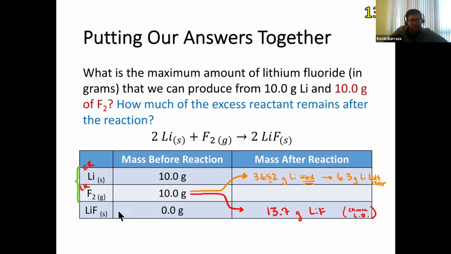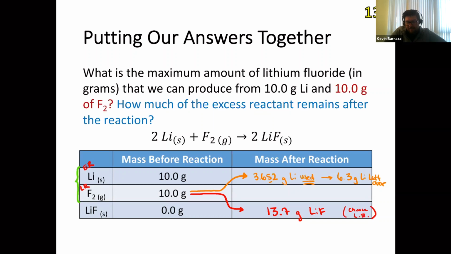Now, there's a final box here that we didn't talk about yet. It's how much mass of F2 is left after the reaction. And, oh no, we didn't do a calculation. Uh-oh. Do we have to go back and do one? Maybe we should bust out our calculator one more time.